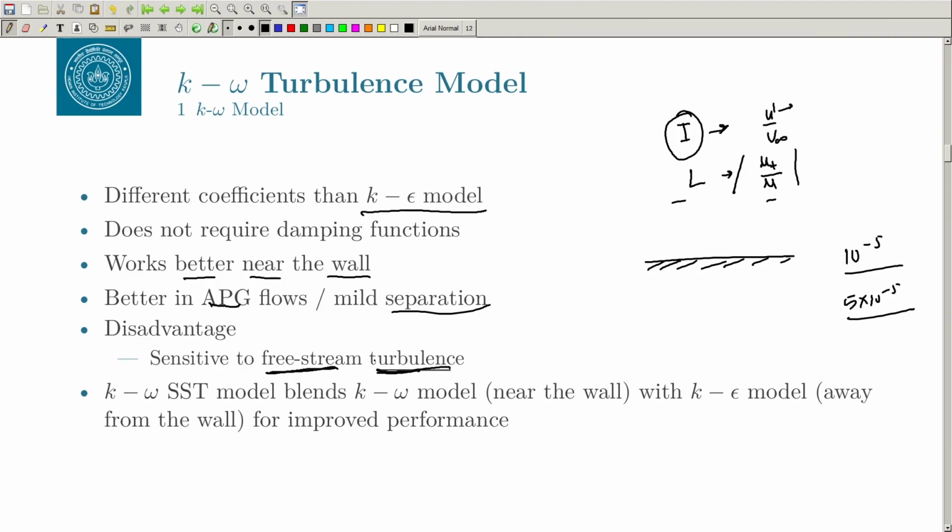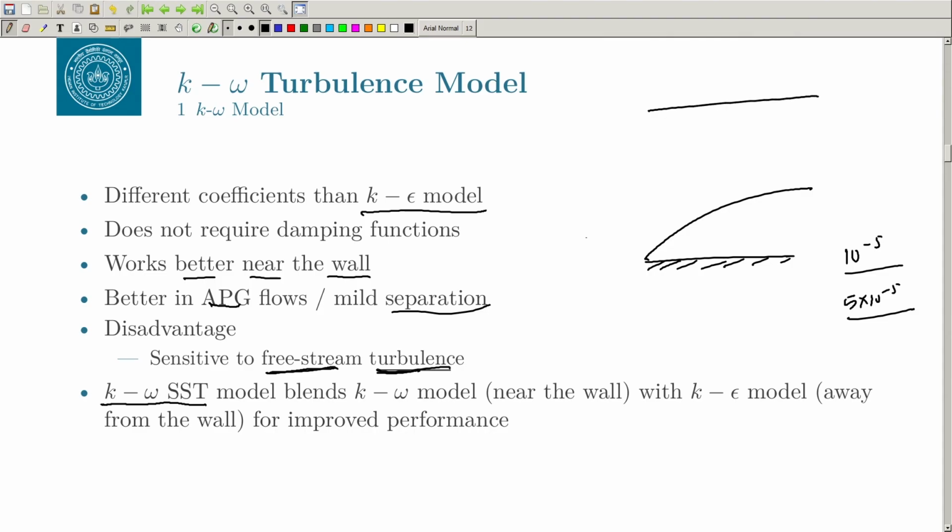So, to improve this situation, we use a model which is called the K omega SST model. You have this K omega model. Let me draw a picture here. Let us say this is your boundary layer and this is your free stream. You have a model which works very well near the wall, which is the K omega model, and there is a model which works very well away from the boundary layer, which is the K epsilon model.